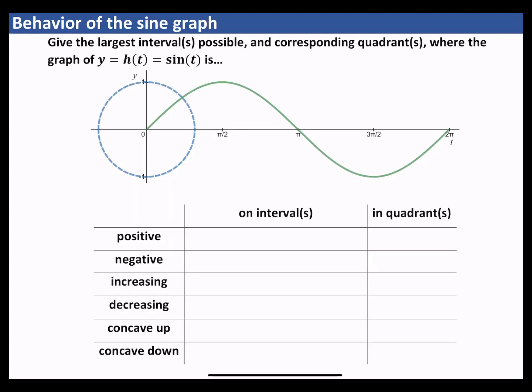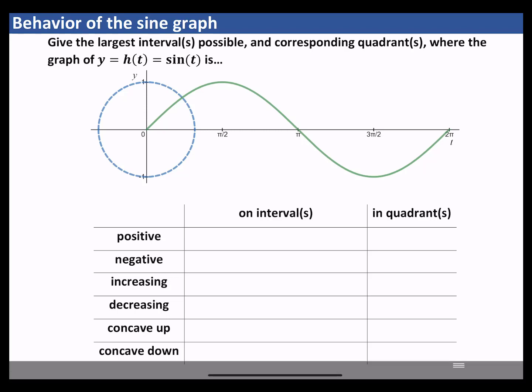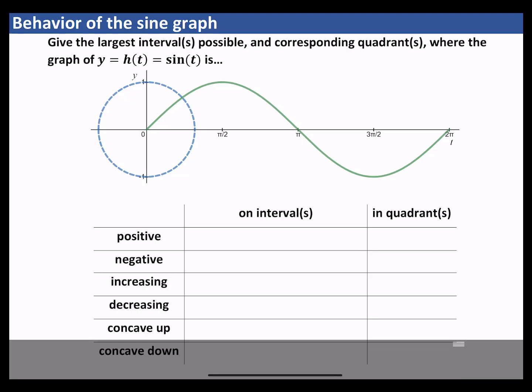So here we have the unit circle in blue and the sine graph in green, and we want to give the largest intervals possible and the corresponding quadrants where the graph of y equals h of t equals the sine of t is positive, negative, increasing, decreasing, concave up, and concave down. So to begin, let's identify where the quadrants in the unit circle correspond to the sine graph.